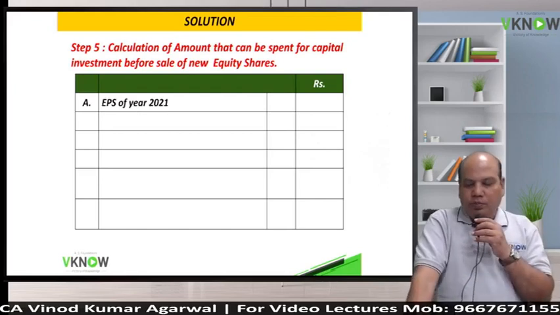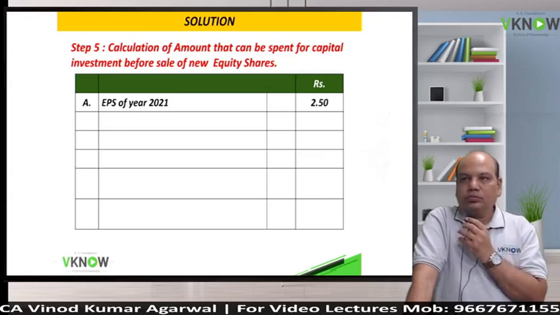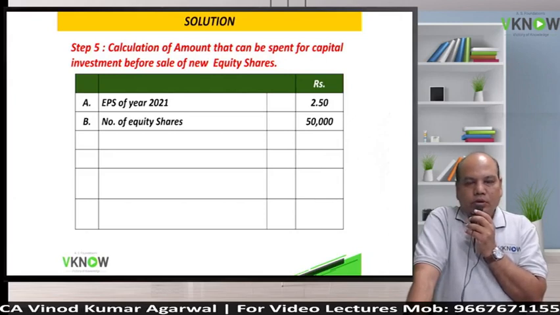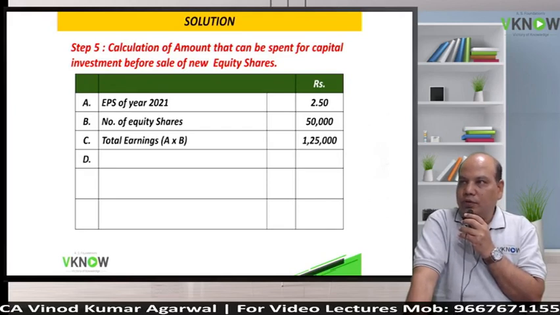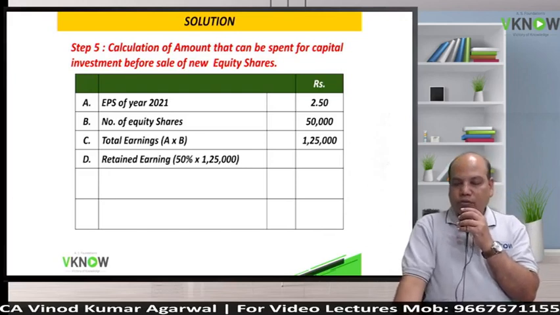So first we write down EPS of year 2021. EPS of year 2021 is 2.50. Number of equity shares 50,000. Point C, total earning A into B. Write in detail. Total earning A into B, 1,25,000. So they are saying 50% of that will be retained. So retained earning is 50% of 1,25,000.